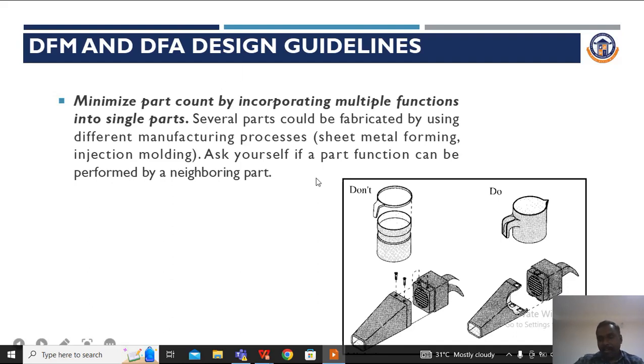If you see the second component, we can assemble this one and this one by using a screw fastener. Instead of a screw fastener, if you take a press fit, we can reduce the number of components. If the number of components is reduced, it will lead to reduced assembly time, reduced product cost, and reduced time to reach the market.